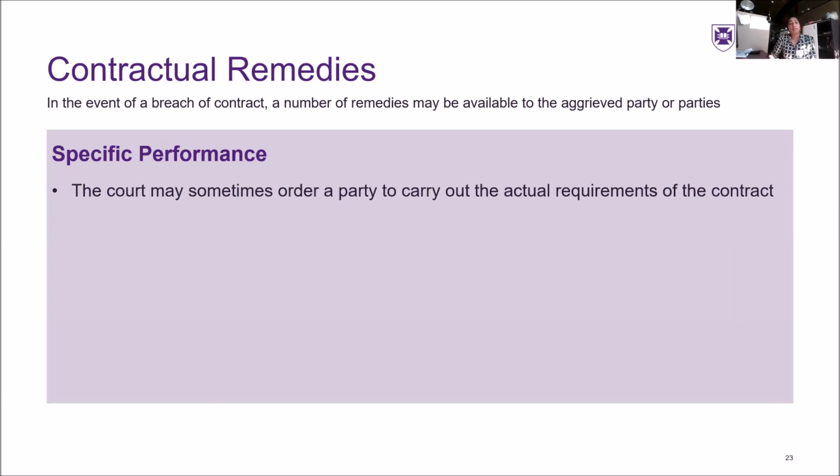But there are also a variety of instances where specific performance is not actually an option. Anything where the court has to have constant oversight, specific performance won't be called on, and it can't be called on if you are forcing the party in breach to maintain an ongoing relationship with the other party to the contract. So in things like the employment context, you can't order specific performance.